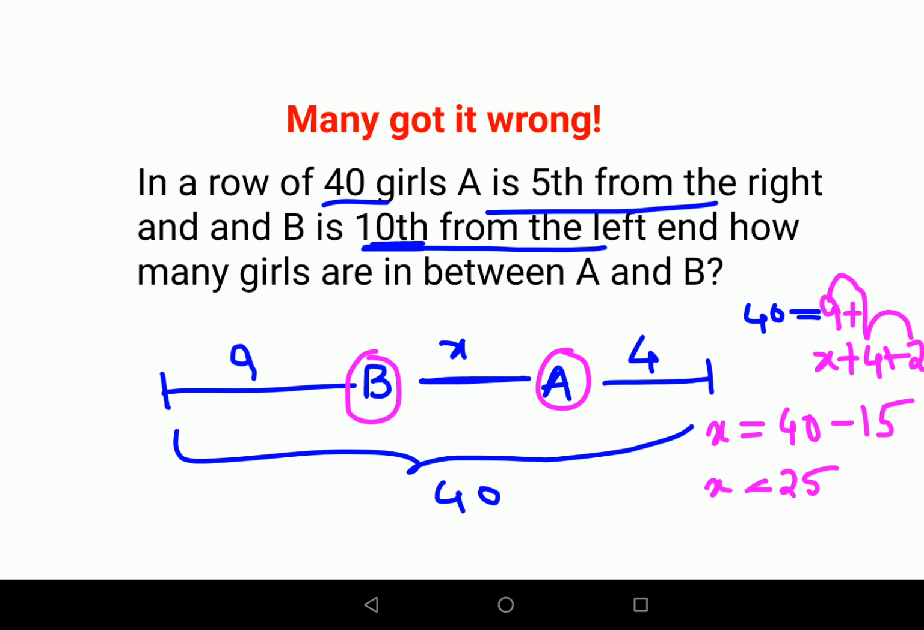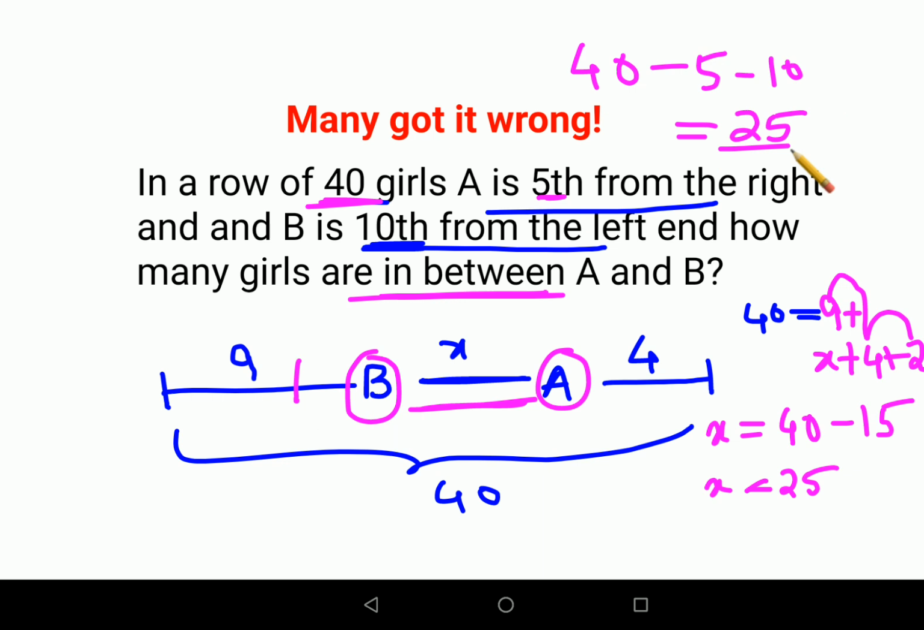Now this is a pictorial representation, but I'll give you a trick for when you need to find girls in between them and they are not overlapping each other, because this number is also quite big. There was not a situation where A was coming here or something like that. No, there was a lot of difference between A and B. In this kind of scenario, all you had to do is 40 minus 5 minus 10. Then also you would have gotten the answer as 25.